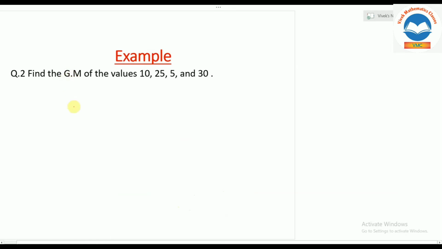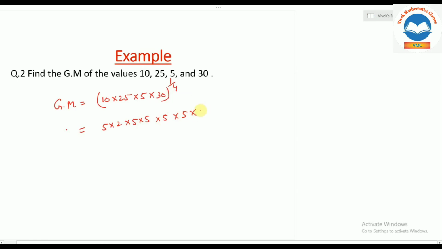Next, find the GM of the values they have given: 10, 25, 5 and 30. We have been given 4 values and we need to find the GM of all the numbers. What will be GM? Product of all the numbers to the power 1 by n. So GM will be (10 into 25 into 5 into 30) whole to the power 1 by 4. This 10 we can write as 5 into 2, 25 as 5 into 5, 5 is 5 only, and 30 we can write as 5 into 6.